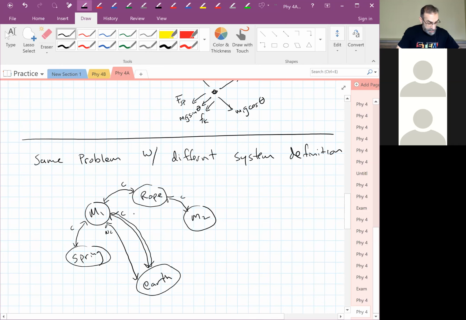System schema I had earlier. We don't really care. The spring is interacting with the earth. We don't really care. Okay, so this is exactly the same as what I had earlier. I'm just recopying it. But my system definition is going to be different. I'm going to use this as my system.